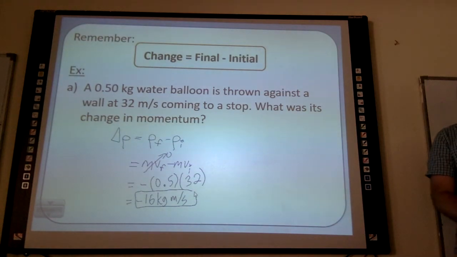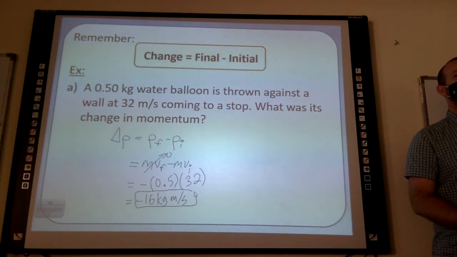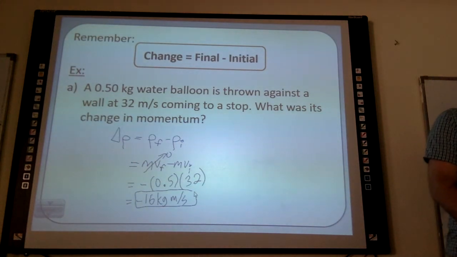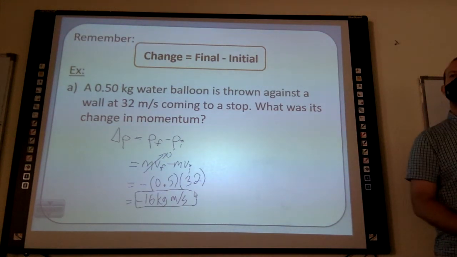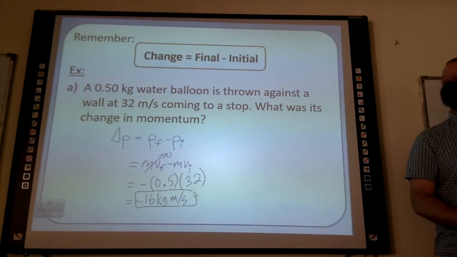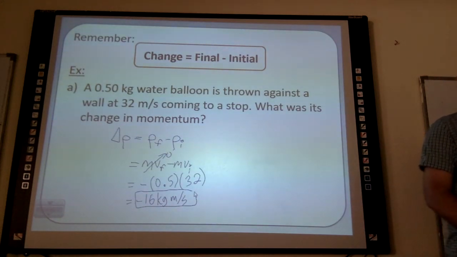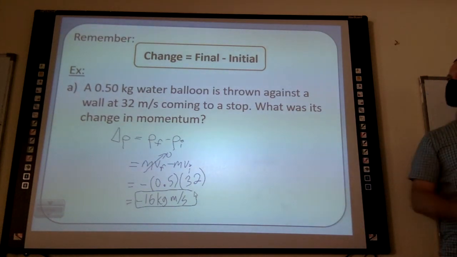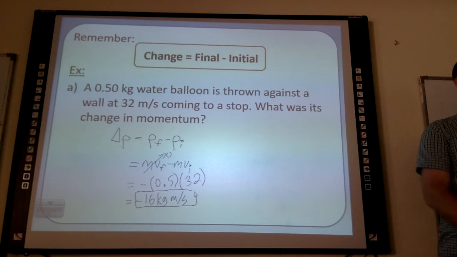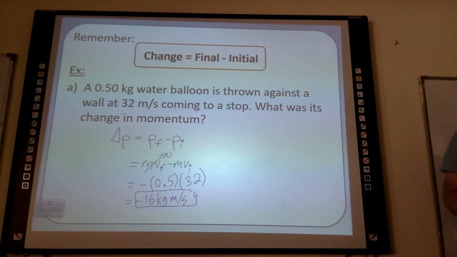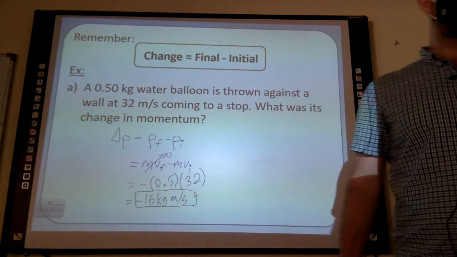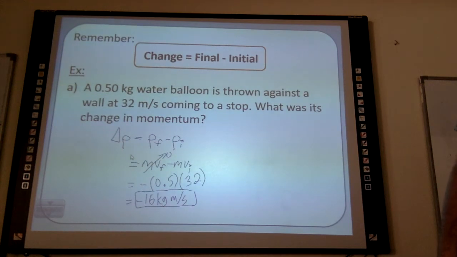What does the negative in this case mean? It's moving either left or down. It comes to a stop, but why does that mean it's negative? It's decelerating, which means your acceleration is negative. But why is my change in momentum negative? Because you're not gaining momentum, you're losing momentum. You end up with less momentum than what you started with.